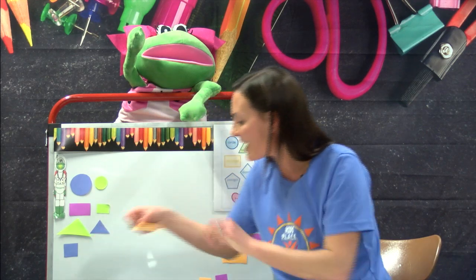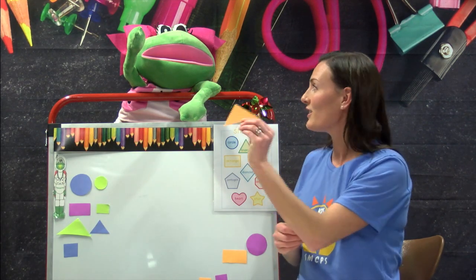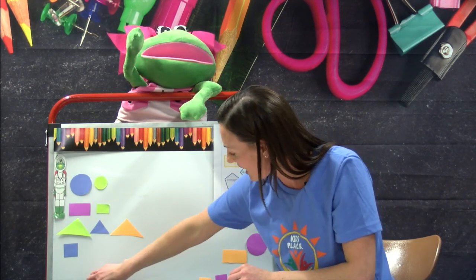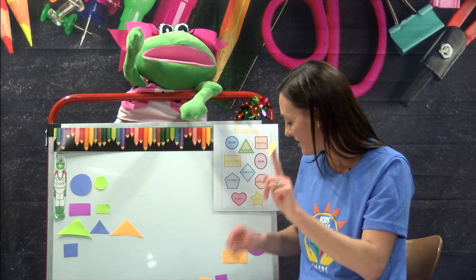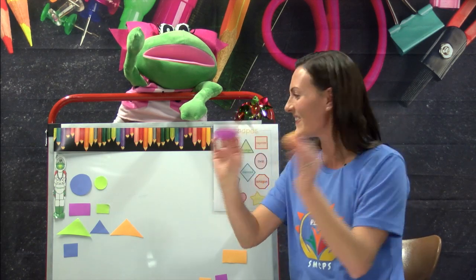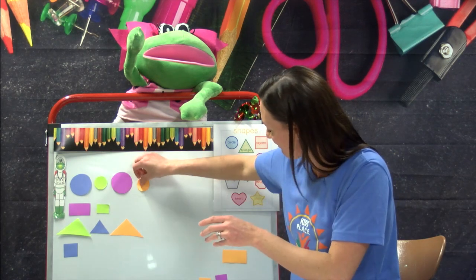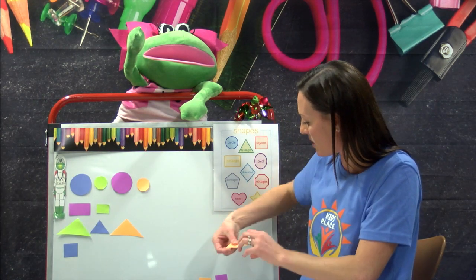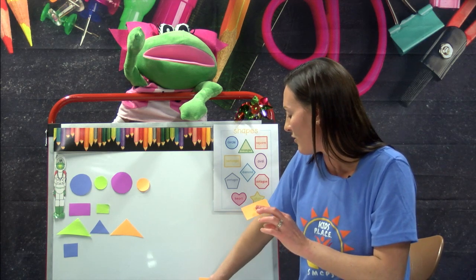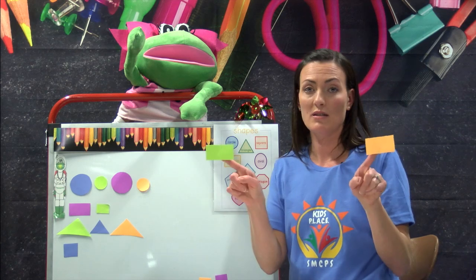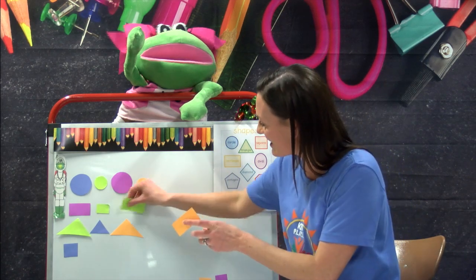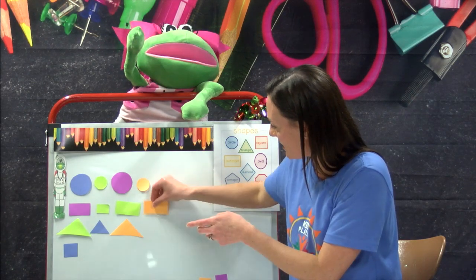Okay, this one has 3 sides. What is it called? A triangle, that's right. Okay, I have a couple more here, friends. Both of these ones are circles. That's right. Okay, I'm going to grab two more that look the same. They have 4 sides, but 2 are longer and 2 are shorter. That's right, they're rectangles.